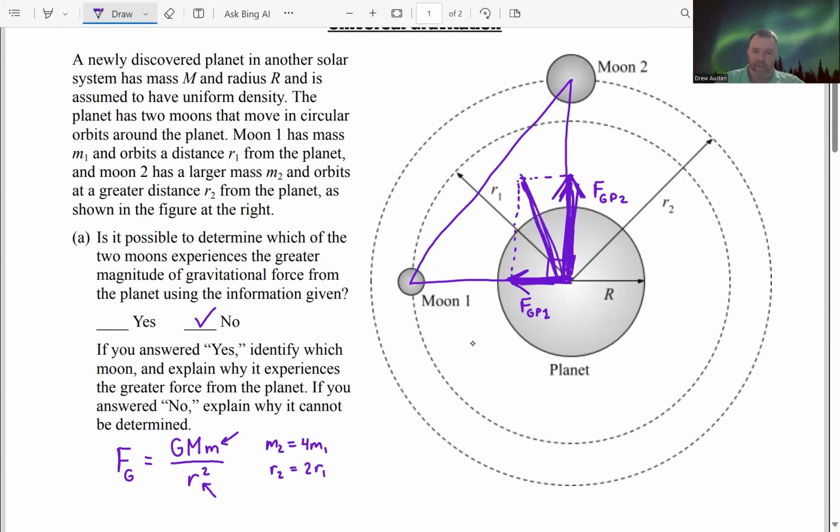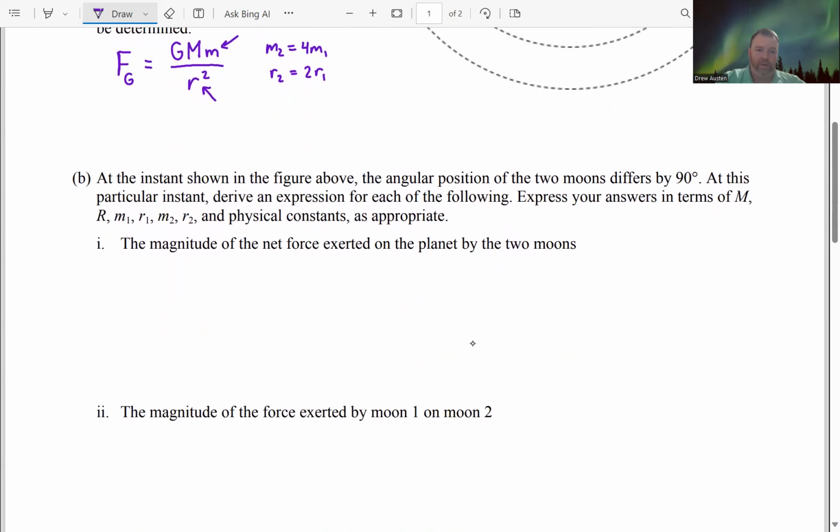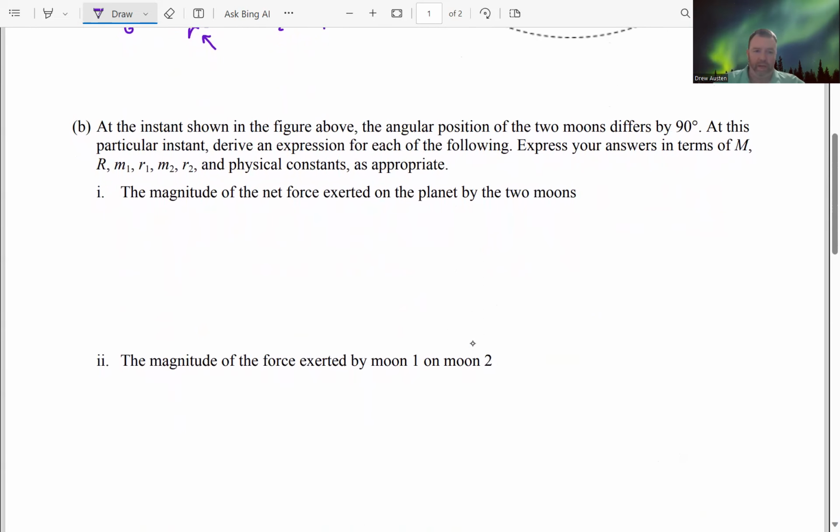And we can find the length of that force by doing the Pythagorean theorem on this force and this force. So if we go back down here, I'm going to say the gravitational force on the planet from moon 1 is equal to the big G times the mass of the planet times the mass of moon 1, which was m1, divided by the orbital radius of moon 1 squared.